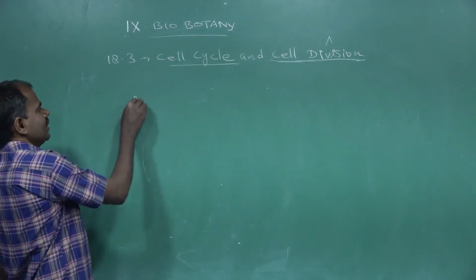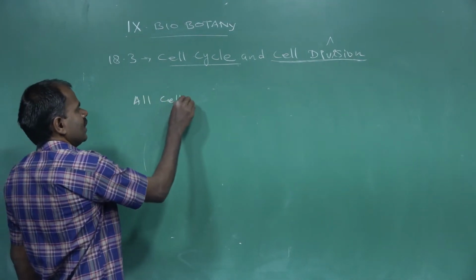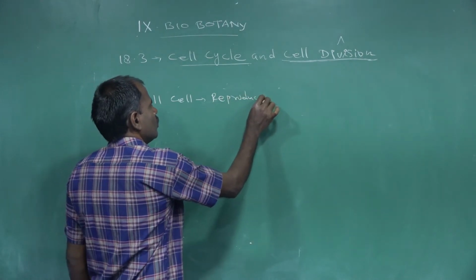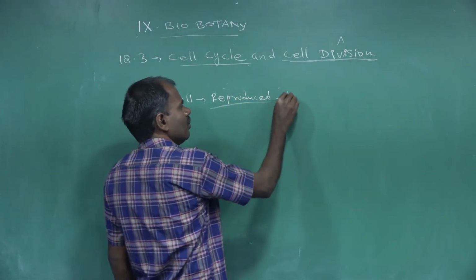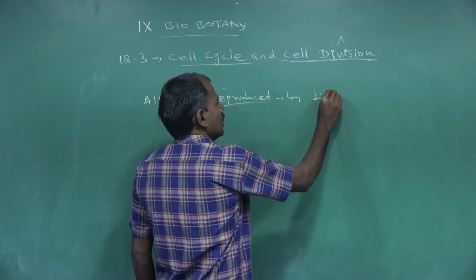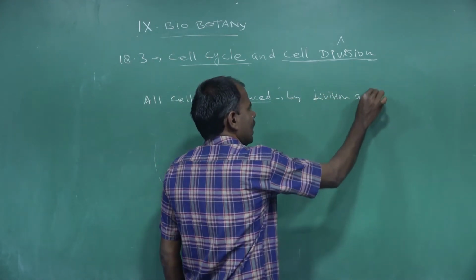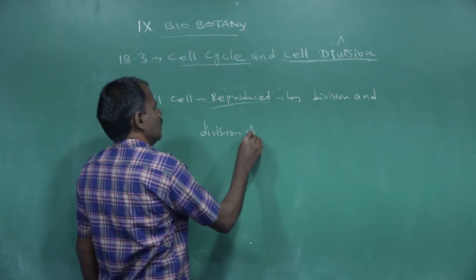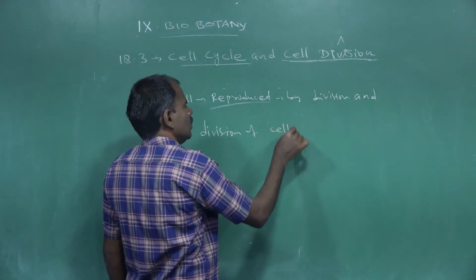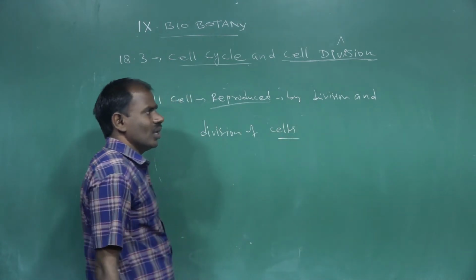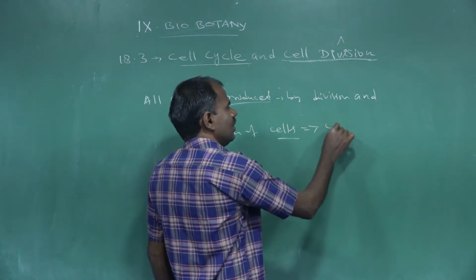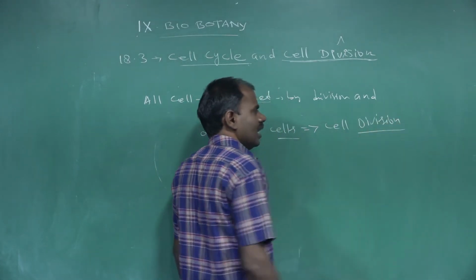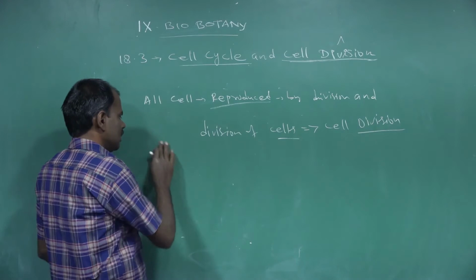All cells can reproduce by the process of division, division of cells into daughter cells. That is called cell division.